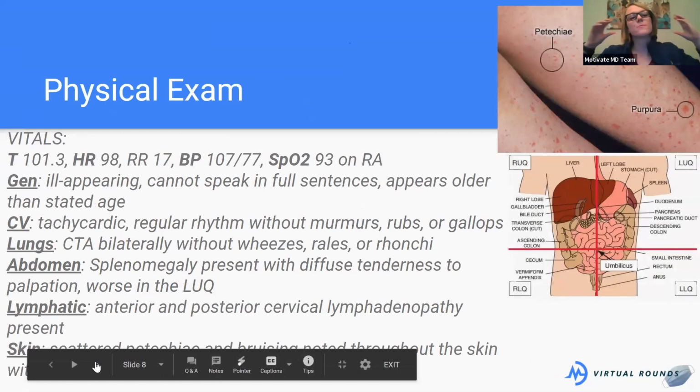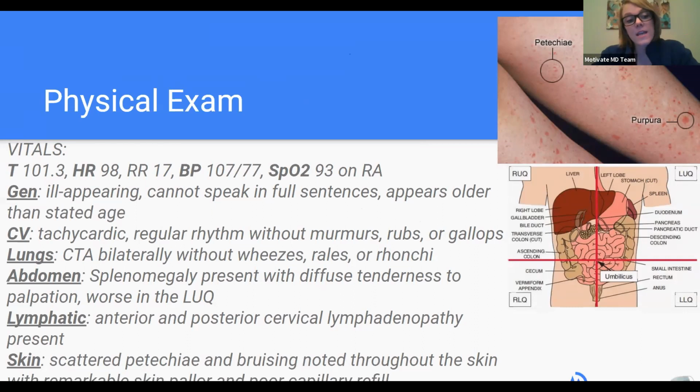So in terms of his vitals, he does have a fever. His temperature is at 101.3. He's tachycardic at 98. Respiratory rate is 17. His blood pressure is a little bit low at 107/77, and he's 93% on room air. That's what the RA means.